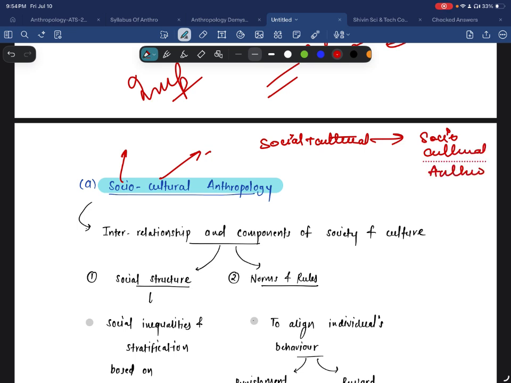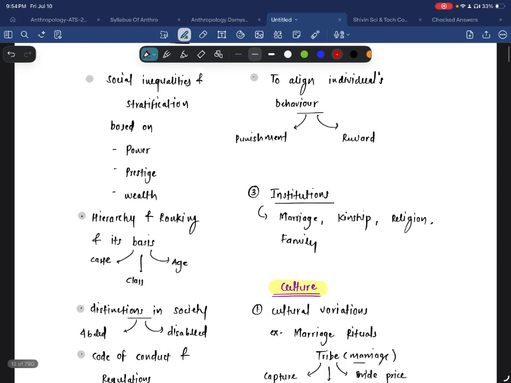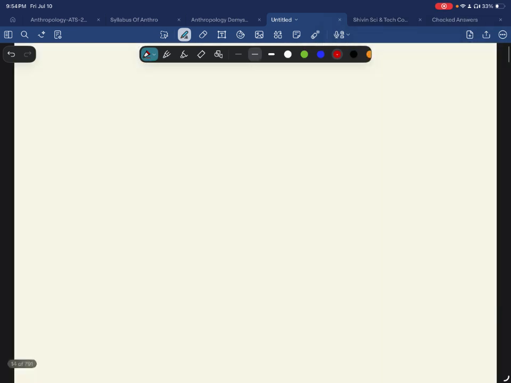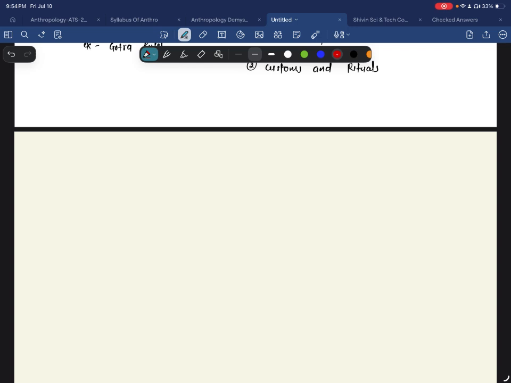Okay, so let me take the social aspect of it. Social aspect I take. So when I took the social aspect, let me take a fresh page for you people. I took the concept of social anthropology.